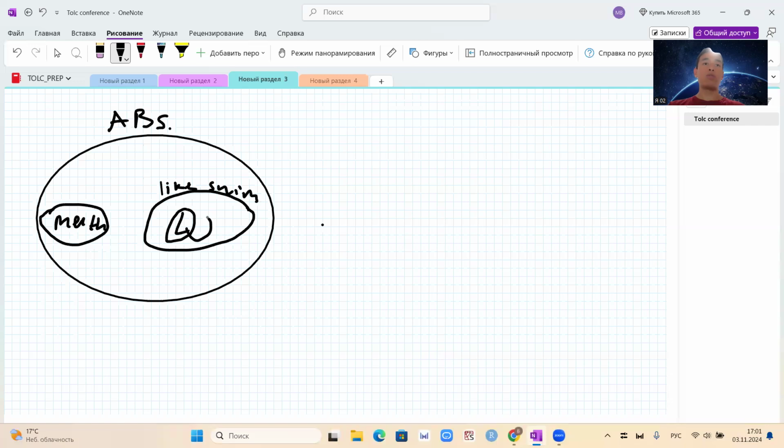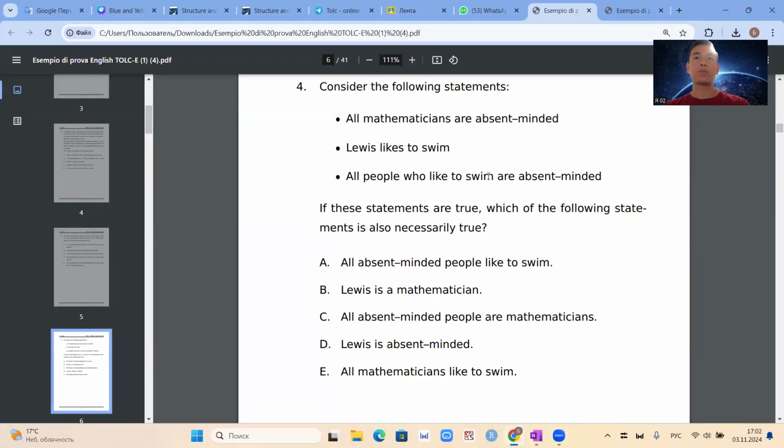So Lewis is inside the group of people who like to swim, and all people who like to swim are inside the absent-minded people group. So it implies that Lewis is absent-minded, right? Because Lewis is inside the swimmers, and swimmers are inside the absent-minded people. So we can imply that Lewis is absent-minded. Okay, could you get it? Was it understandable? Yes, it was clear.